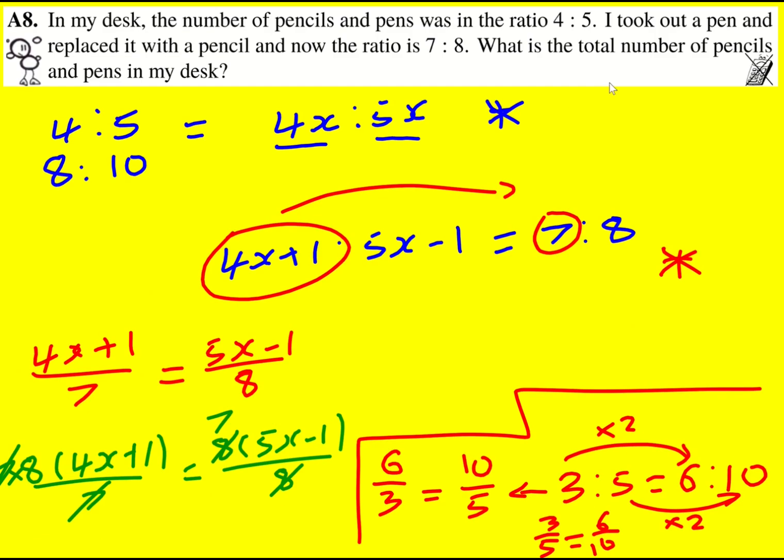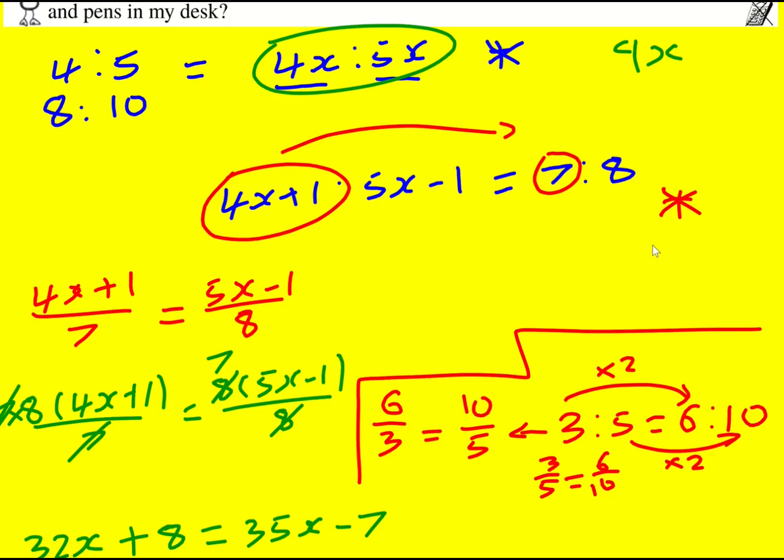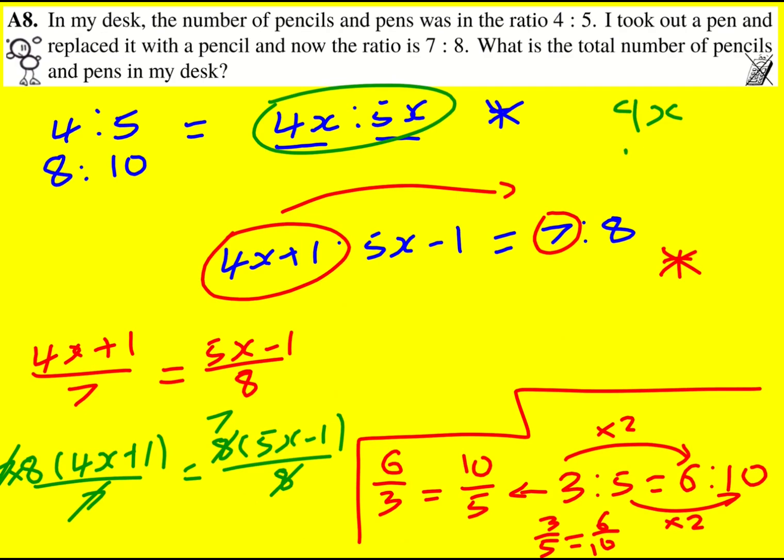Now, we're actually asked for the total number at the start or at the end. It doesn't really matter. And the total number is going to be 9x. So remember, x is 5, and so the final answer is that there were 45 pencils and pens at the start and at the end, because remember, one is just being replaced. Well done.